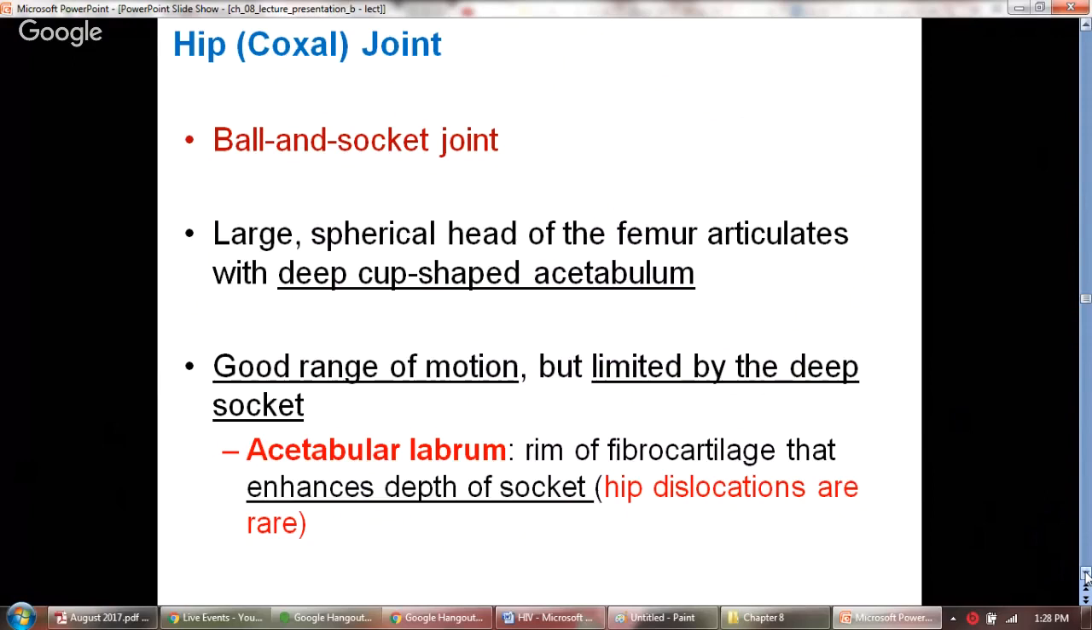So the large spherical head of the femur articulates with a deep cup-shaped acetabulum in the coxal bone, and it provides good range of motion, but not the amount that a shoulder joint can provide, because its range of movement is limited by the deep socket. The acetabular labrum is a rim found around the acetabulum. This is formed by fibrocartilage that enhances the depth of the socket. Therefore, hip dislocation is a much rarer condition.